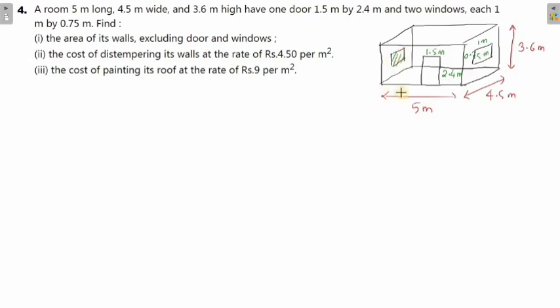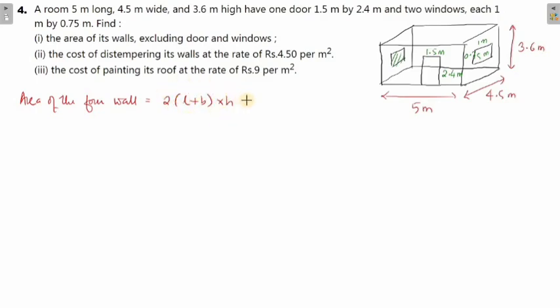Now the question is asking you to find the area of its wall excluding door and windows. So how to find this? All of you know that the area of the 4 walls will be 2 into (L plus B) into H, right? So this is the area of the 4 walls. But since there are one door and two windows, I need to subtract their areas, because this is the total area of the wall.